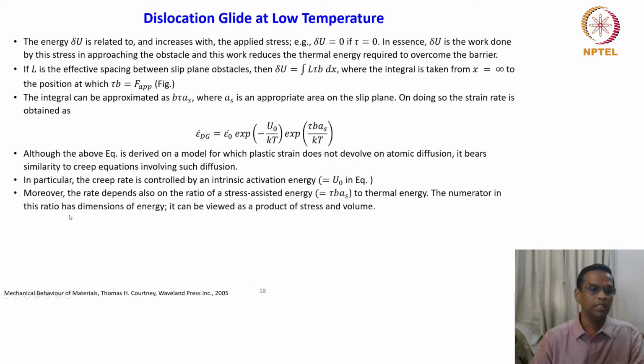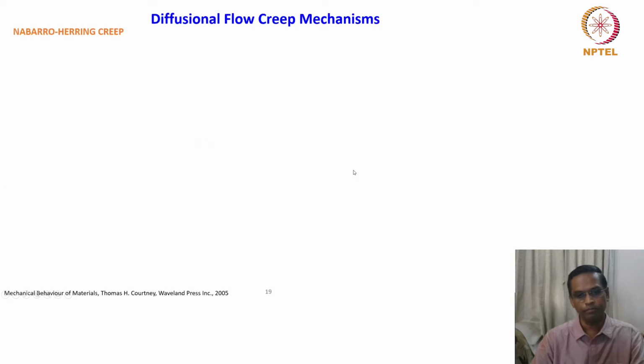The numerator in this ratio has a dimension of energy, and it can be viewed as a product of stress and volume. So this is stress tau, and then b as is a volume. Now that is about the dislocation glide creep. That's the creep rate if it is completely controlled by dislocation glide, that is, at relatively low temperatures and high stress. Okay, so that is how we should do it.